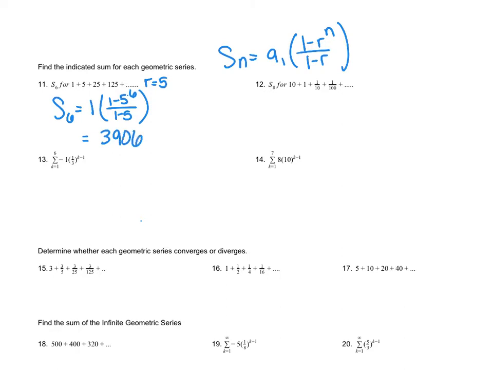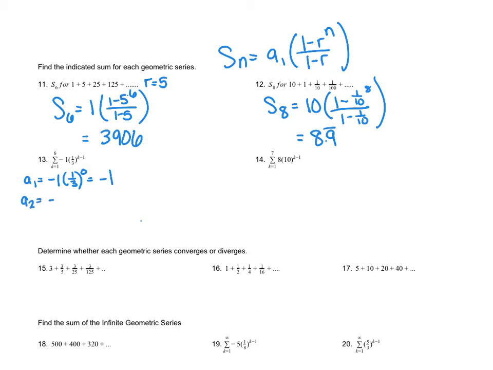For number 12, the sum of the first 8 equals my first term, which is 10, times 1 minus my ratio 1/10 to the 8th power over 1 minus 1/10. The sum here is 8.9 repeating. For the next one, we need to find your first term. So your first term is negative 1 times 1/3 to the 0 power, which is negative 1. My second term would be negative 1 times 1/3 to the 1 power, which is negative 1/3. So my ratio is 1/3.